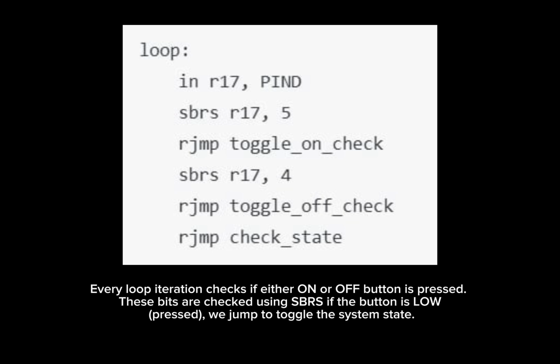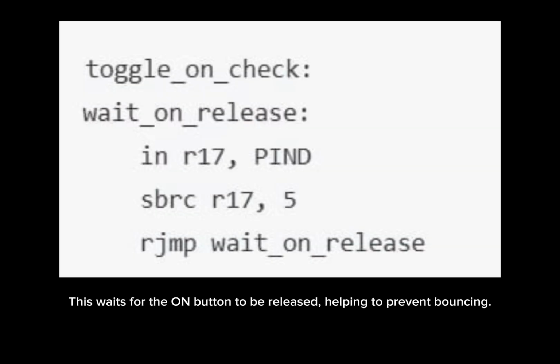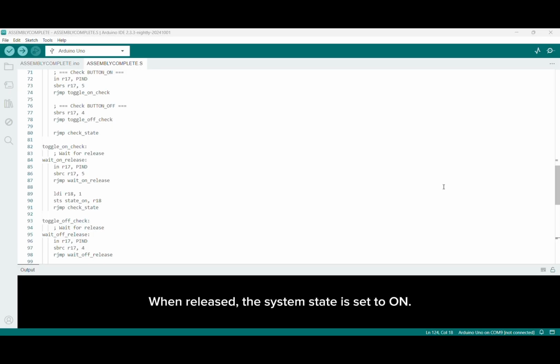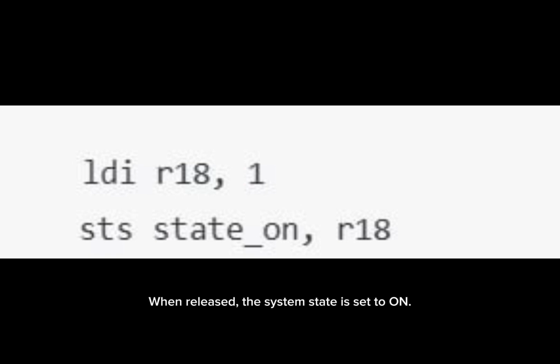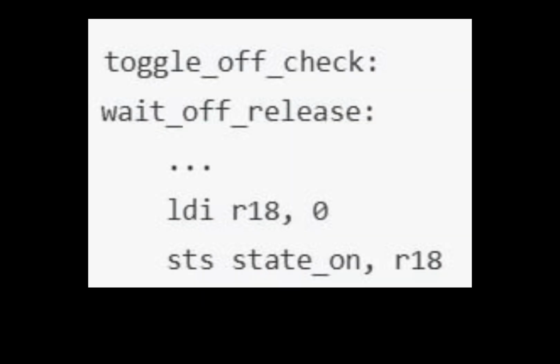Section 5, main loop and button checks. Every loop iteration checks if either the ON or OFF button is pressed. These bits are checked using SBRS. If the button is low, pressed, we jump to toggle the system state. Section 6, button logic. This waits for the ON button to be released, helping to prevent bouncing. When released, the system state is set to ON. Same logic applies for turning the system OFF.